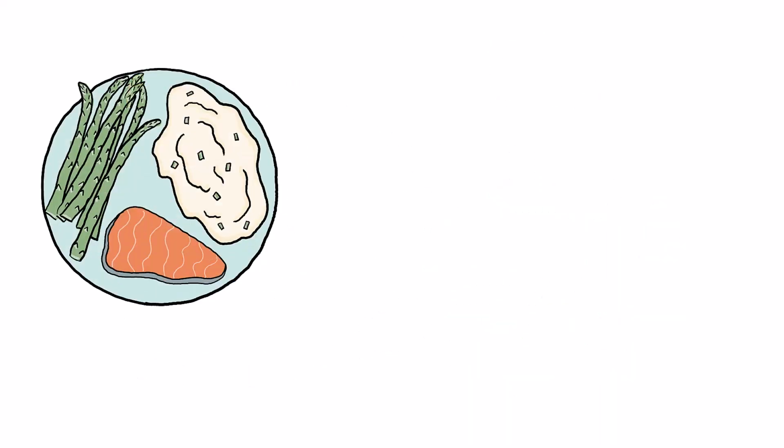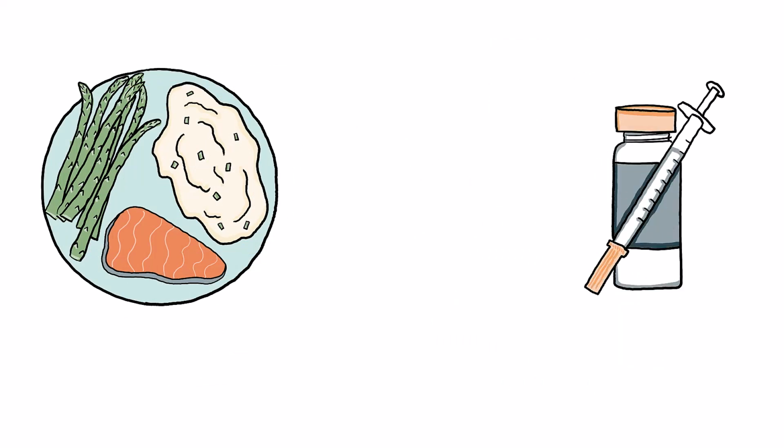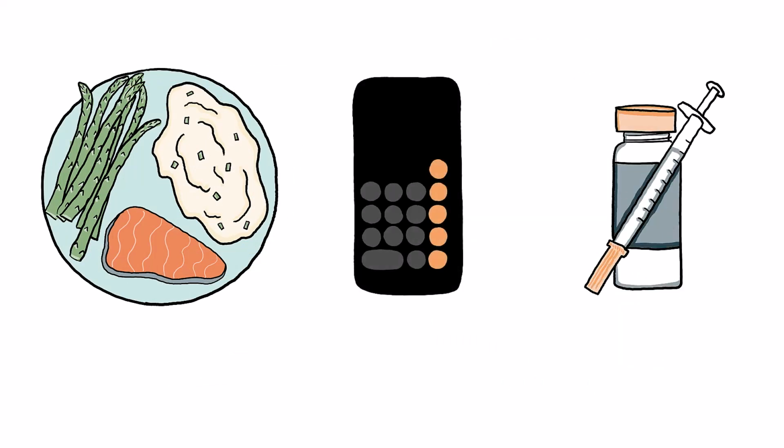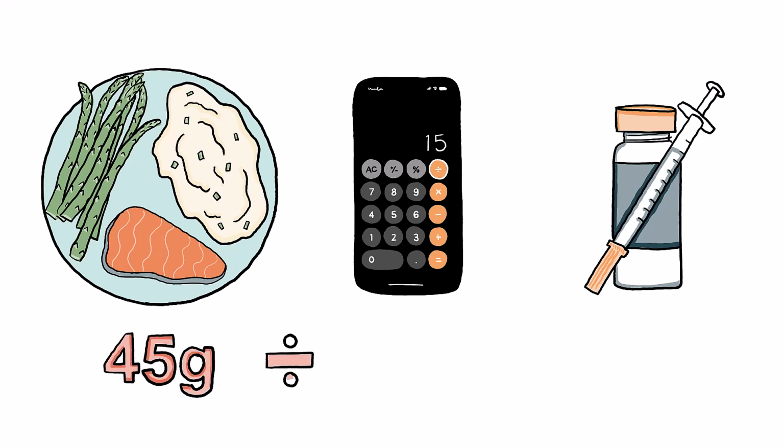If you need to match your insulin dose to the amount of carbs in your meal, it is helpful to have a calculator nearby. For example, if your diabetes team suggests you use 1 unit of insulin for every 15 grams of carbs you eat, you would divide the total number of carbs in the meal by 15. If your meal has 45 grams of carbs, you would find that you need to inject 3 units of insulin about 15 minutes before you eat.